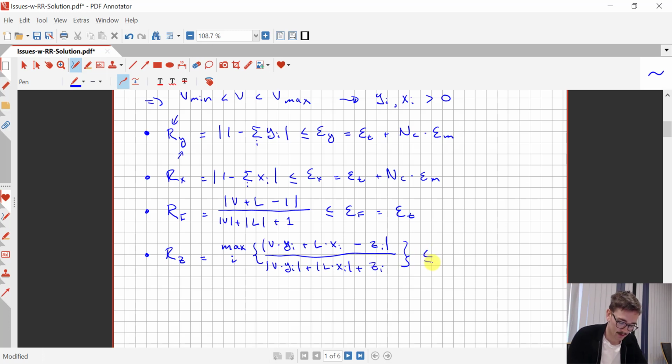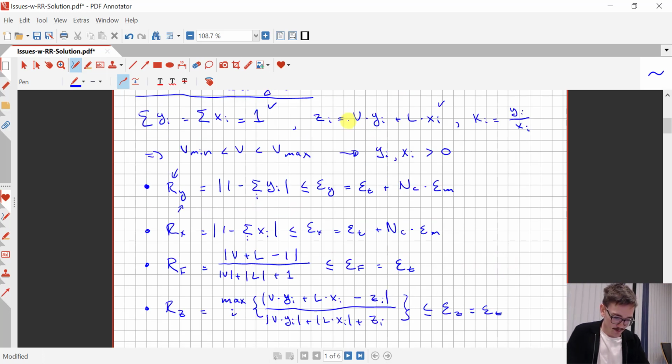And we want this to be less than or equal to our threshold for epsilon Z, which is just the same as our total threshold. So now we have that. We also want to check our k values.